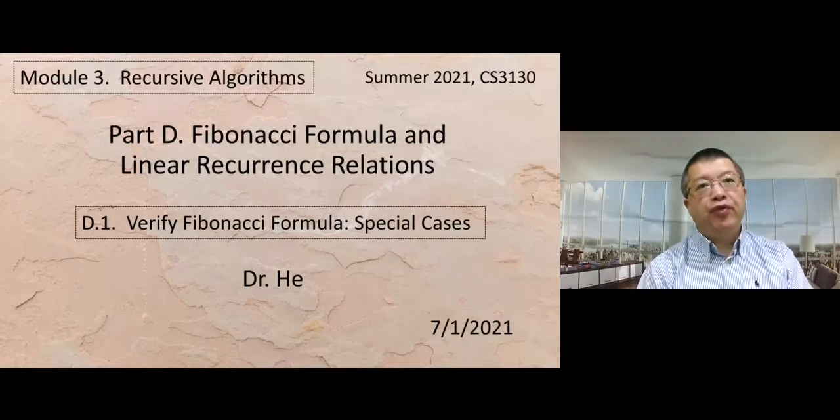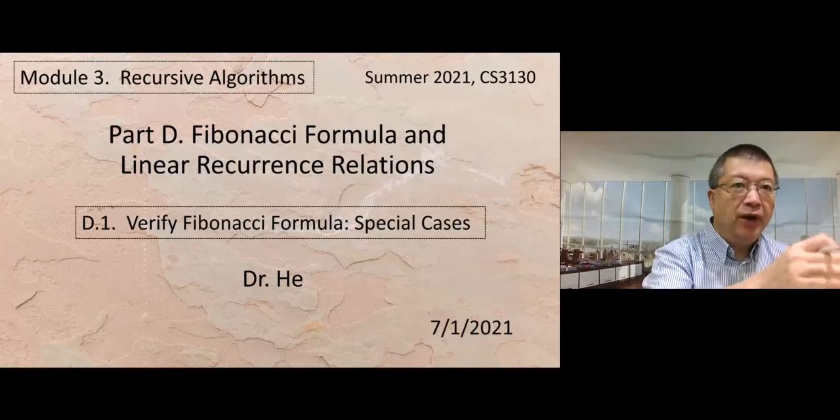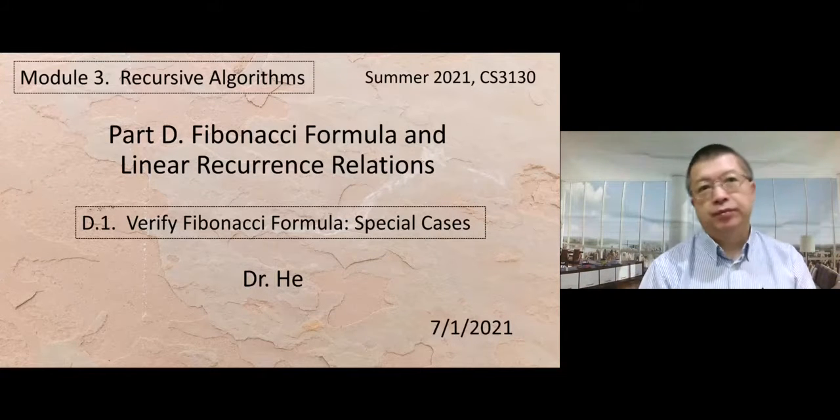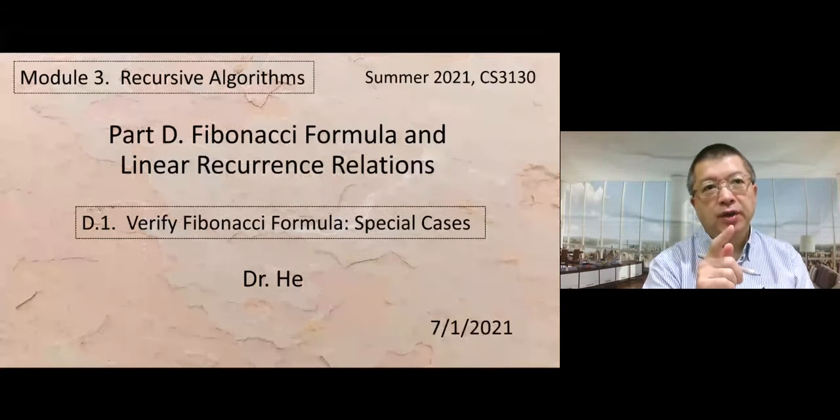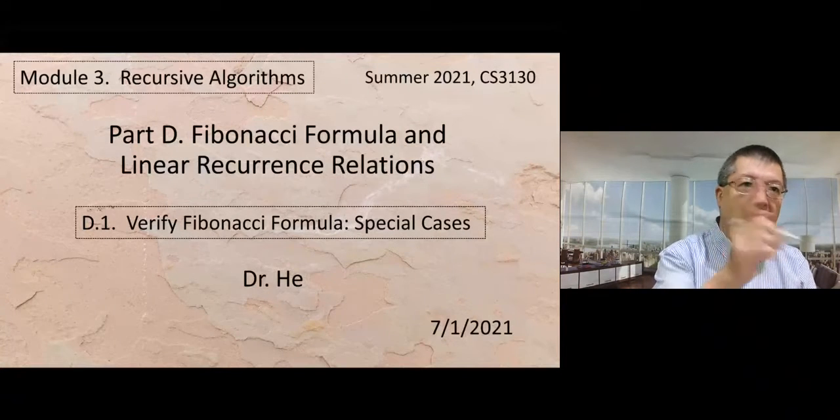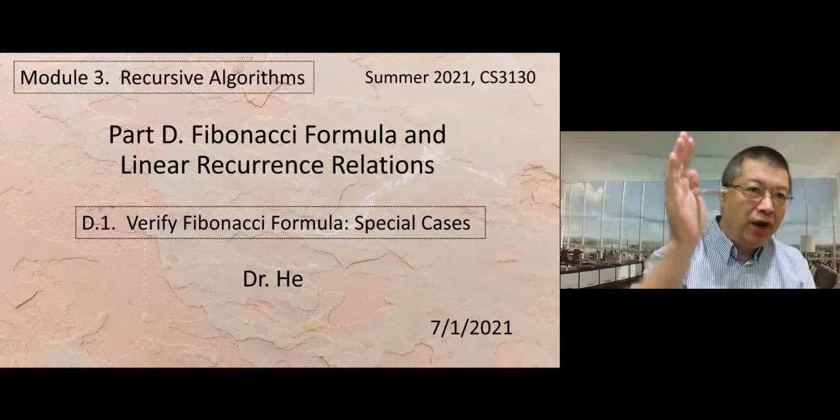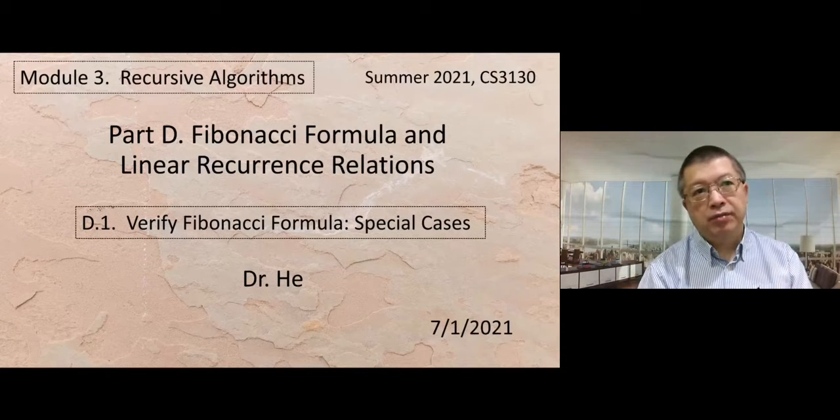Part D of Module 3, Fibonacci formula and linear recurrence relations. Two topics in this part. First, we need to prove the Fibonacci formula. Second, we need to learn how to solve linear recurrence relations.